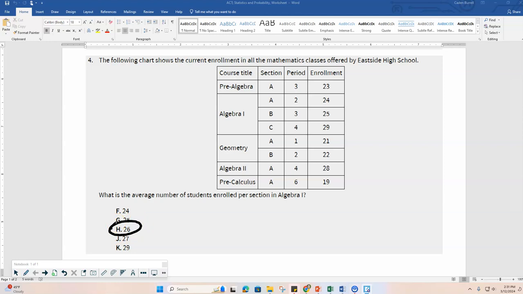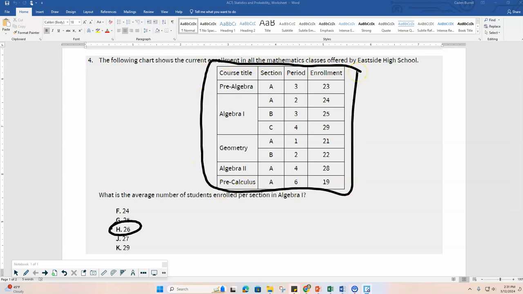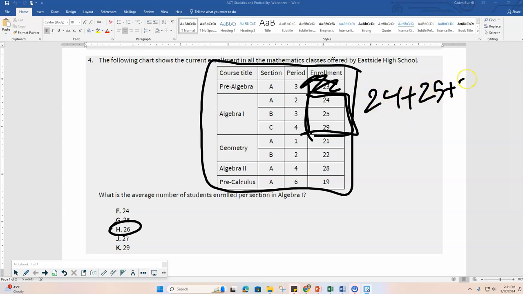And this problem is one, again, the ACT, it gives you this whole bunch of information, pre-algebra, algebra 1, geometry, algebra 2, pre-calculus. Really, it only wants the average number of students enrolled in each section of algebra 1. Not this one, just algebra 1. So you just had to take the average of 24, 25, and 29. So you add those all together, right? 24 plus 25 plus 29, all divided by 3, because there was only 3 sections of algebra 1, and that gave you 26. All right?